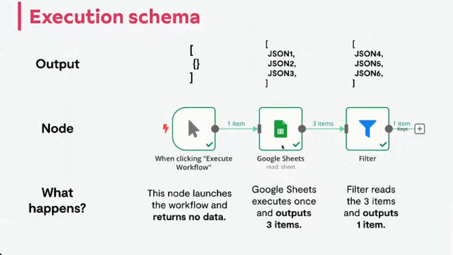The Google Sheets node then executes once and reads 3 items in the Google Sheet that it's reading from. And so it returns 3 items, JSON1, JSON2, and JSON3, each being linked to the corresponding row in the Google Sheet. So we can see it outputs 3 items. The filter node checks if each item satisfies a specific filter condition. Here we can see that only one of the items does, and so it only outputs 1 item.